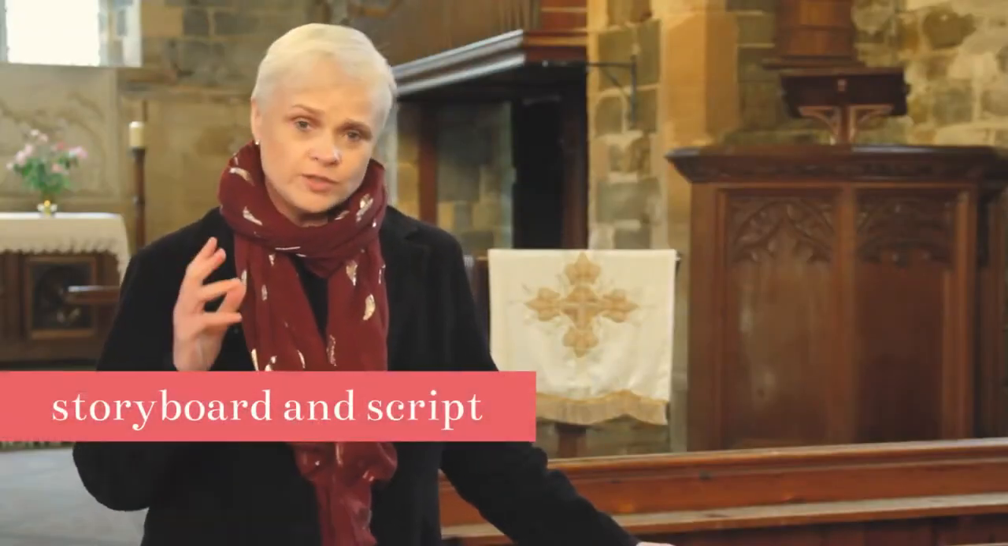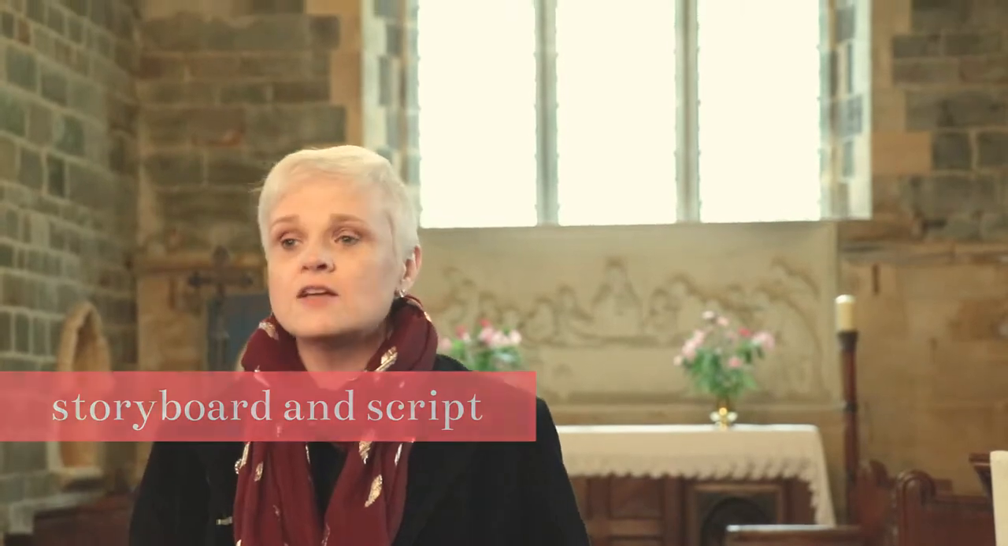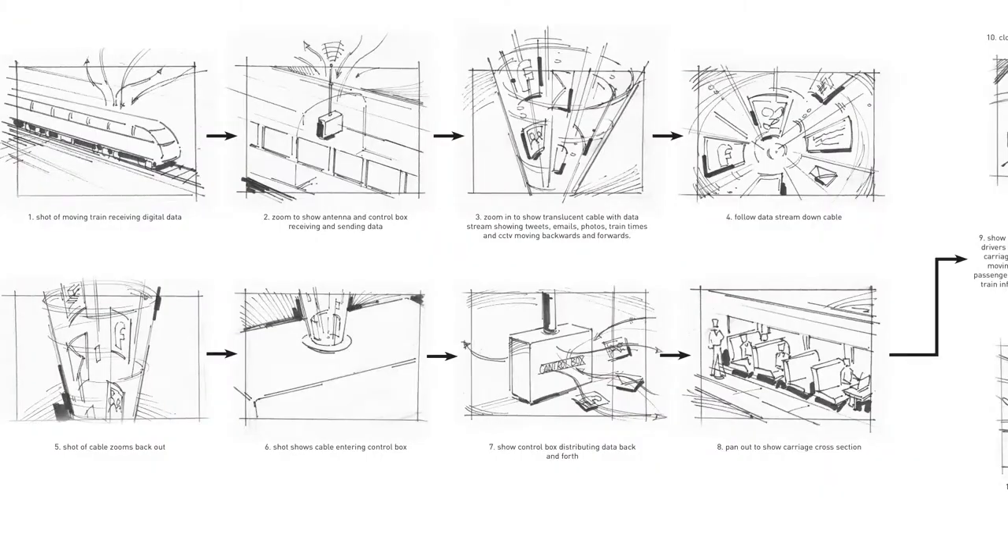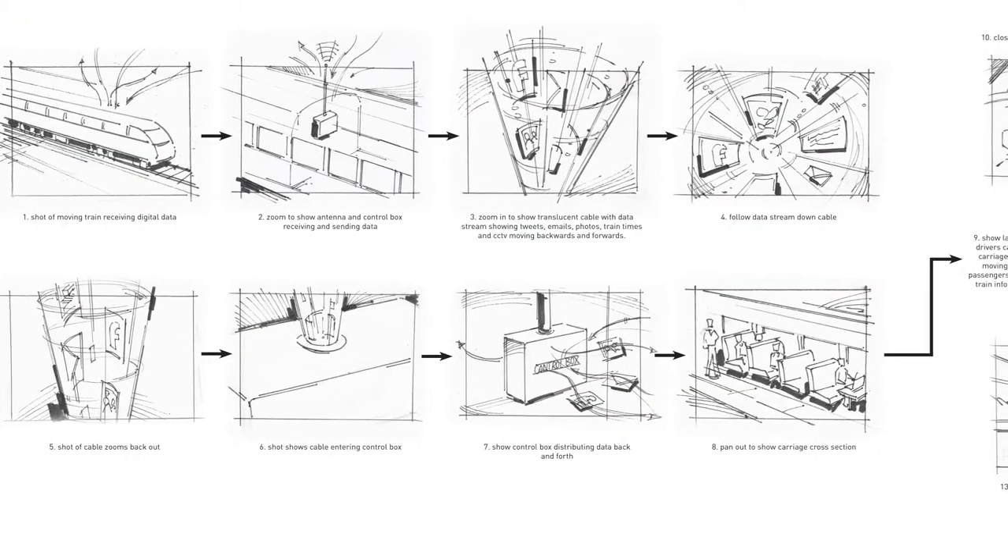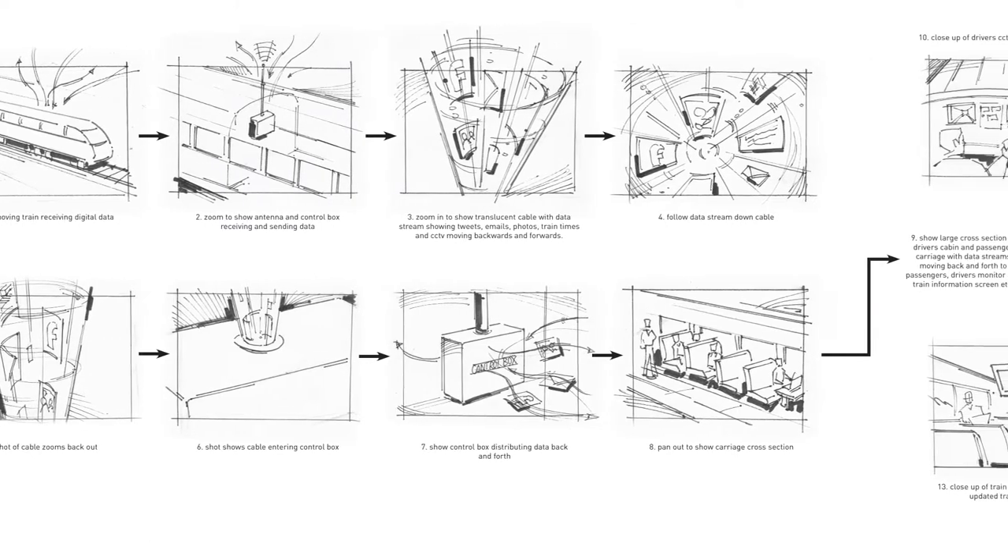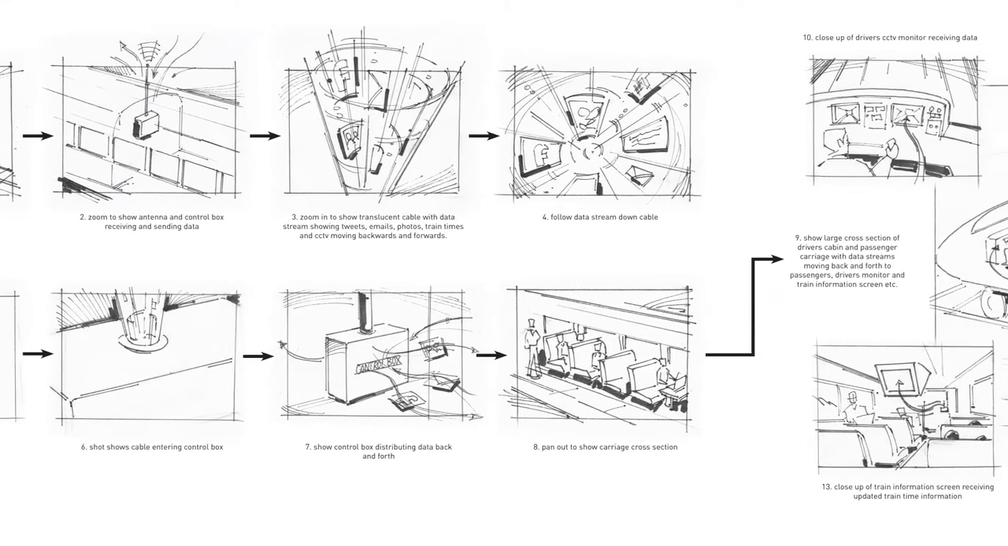All directors for film and television use a storyboard to plan out the content of their film. This looks a little bit like a comic strip, and it shows frame by frame the story that the film's going to tell and the order that story is going to be told in. Here's a storyboard that my company produced for an animation that we created.